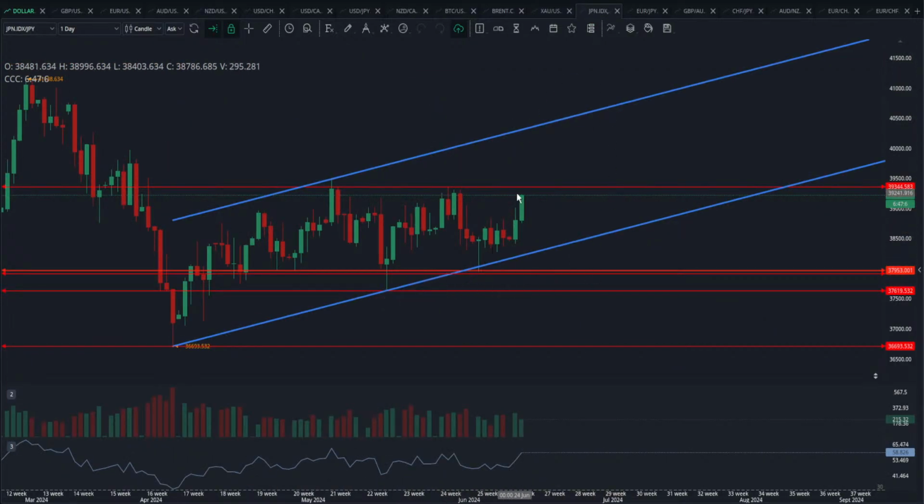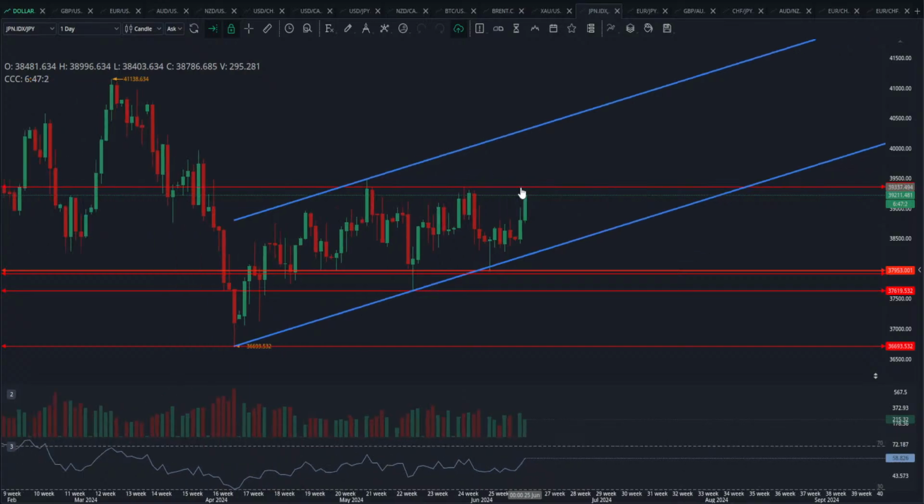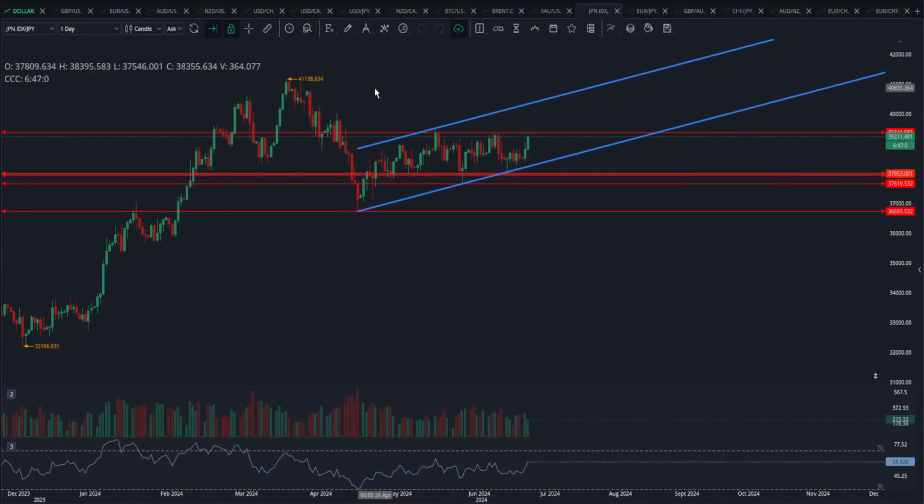Japanese index, very clean uptrend. The resistance is 39344. Once that is taken out, then the upside is almost limited to 39,956 and thereafter this highest high. All right, I hope that makes clear.